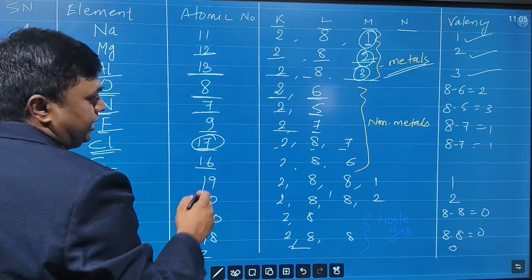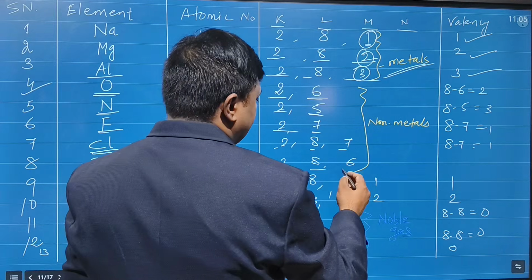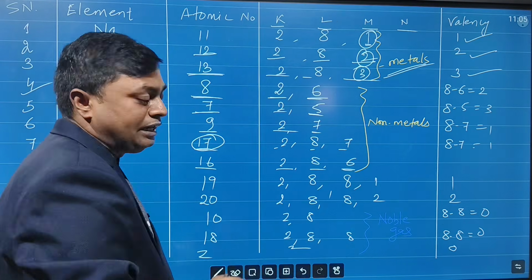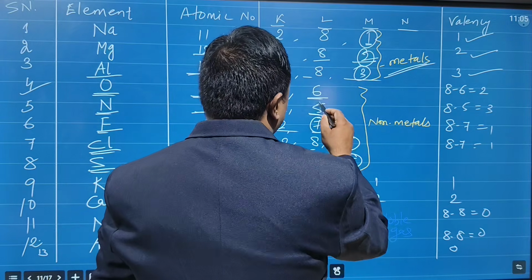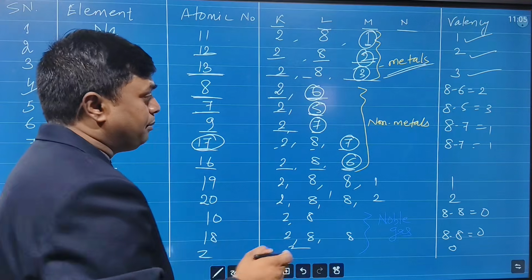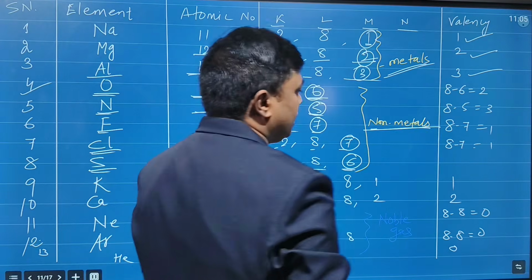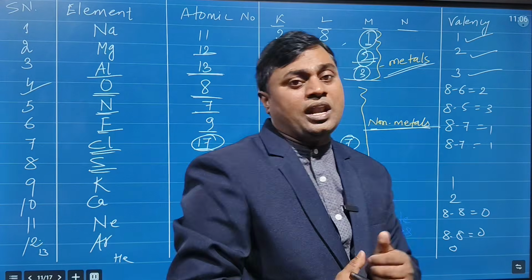Sulfur, 16. So first shell we can give 2 according to the rule. Second shell 8, next shell 6. 2 plus 8, 10, 10 plus 6, 16. Yes or no? Remember one thing, if the valence electron is 4 or more than 4, like 4, 5, 6 or 7, generally they belong to non-metals. Generally they belong to non-metals and their valencies are 8 minus valence electron.